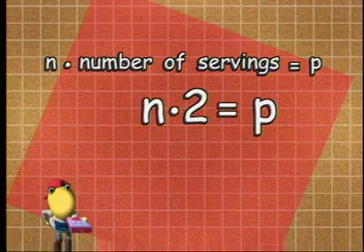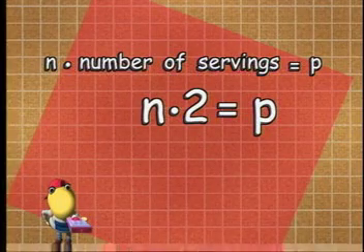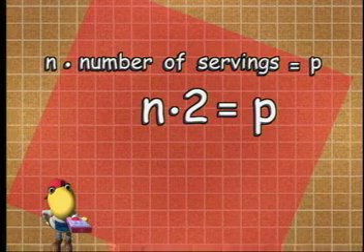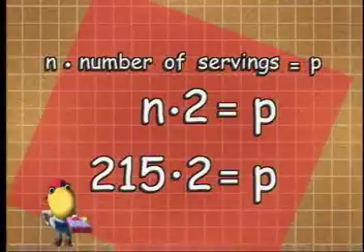Well, remembering that there are 2 servings in 1 pizza and that your mom ordered 215 pizzas, we can substitute those numbers like this. 215 times 2 equals P. According to our graph, you will have to invite 430 people over for your slumber party. Better tell your mom to cool it.